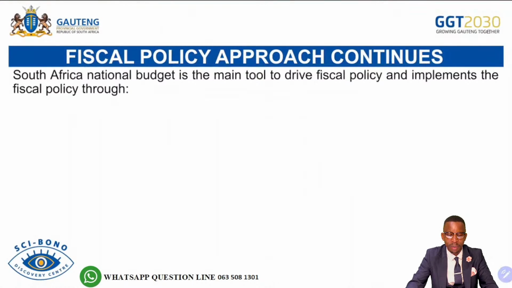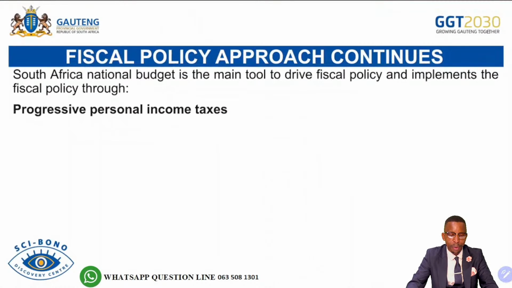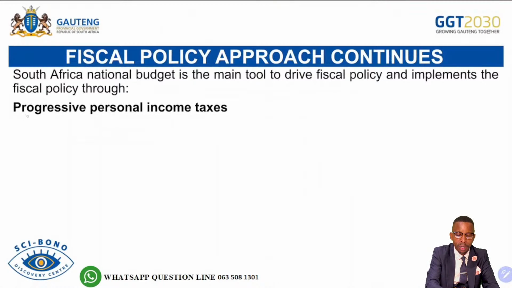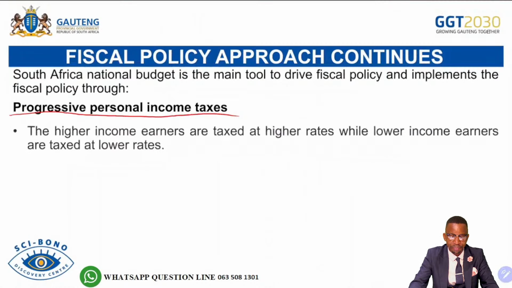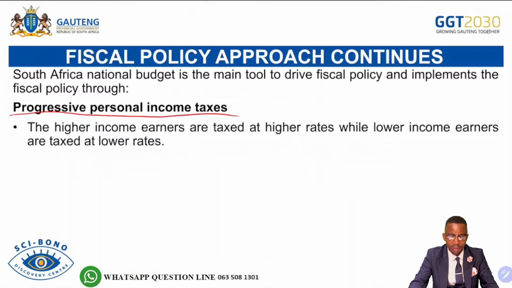The South African national budget is the main tool to drive and implement fiscal policy through a progressive tax system. If we talk about the progressive tax system or progressive personal income tax, we mean high income earners are being taxed more than low income earners, and that income is used to benefit the poor the most in the economy. That is being mentioned here.